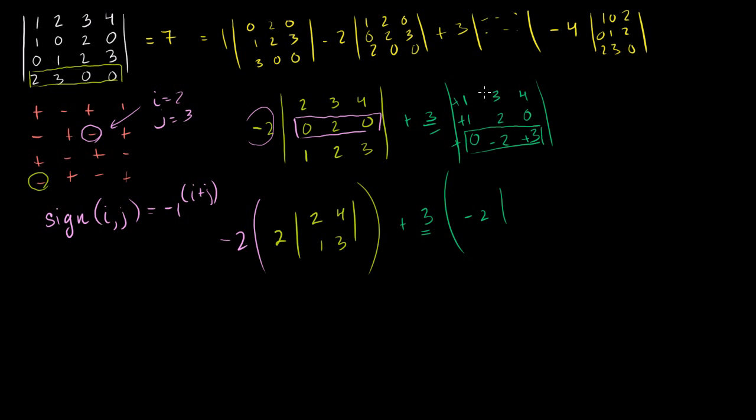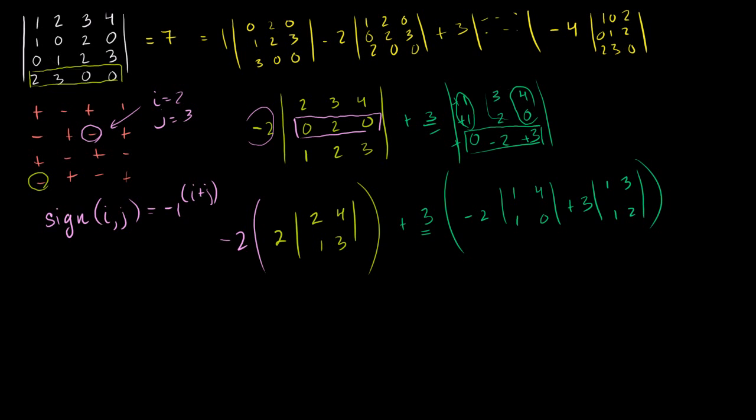So it's a 0 times this matrix. We could ignore that. Minus 2 times its submatrix, which is that and that. So it's 1, 1, 4, 0. And then you have a plus 3 times its submatrix, 1, 3, 1, 2. Just like that.